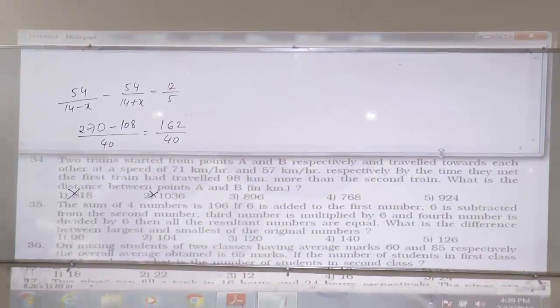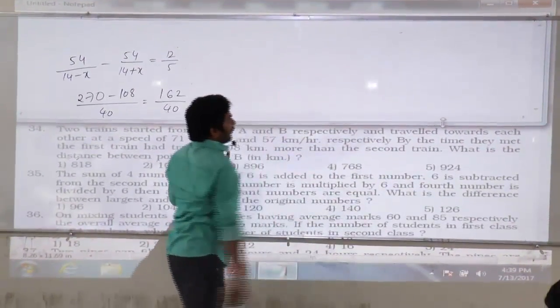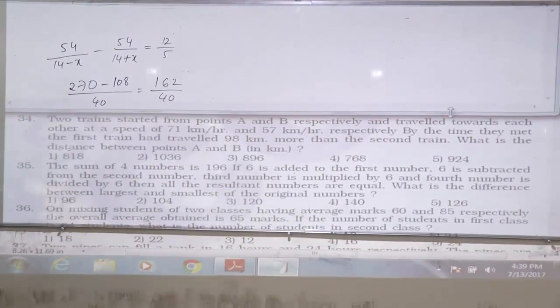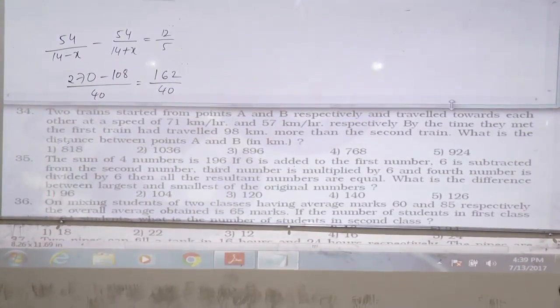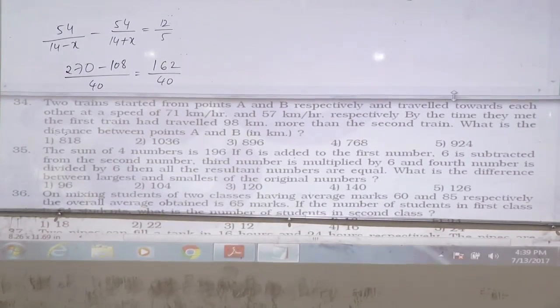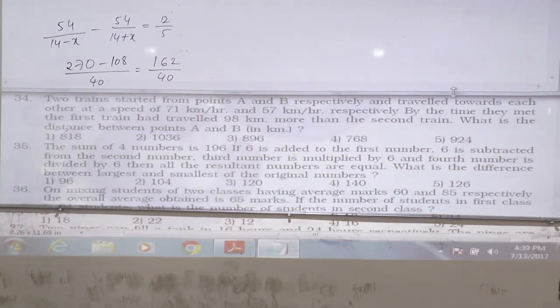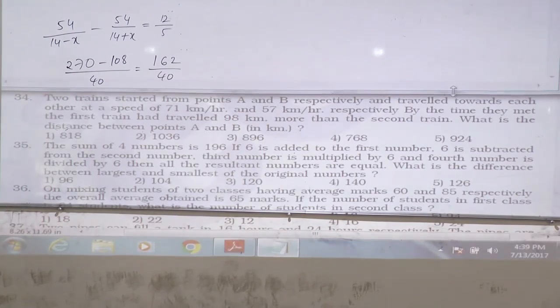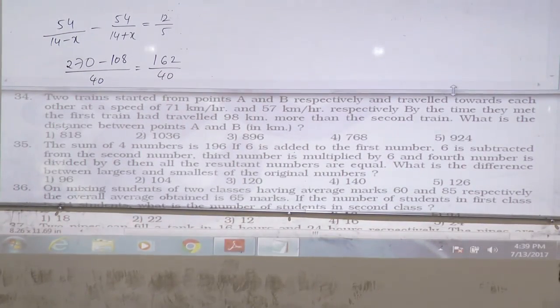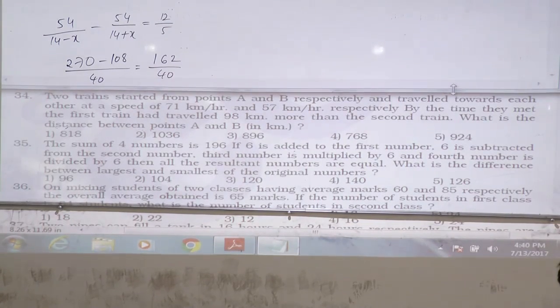Now 34. 2 trains started from A and B respectively and travel towards each other with speeds of 71 km per hour and 57 km per hour respectively. By the time they meet, the first train had travelled 98 kilometers more than the second train. What is the distance between points A and B?